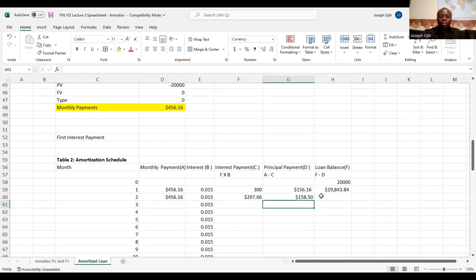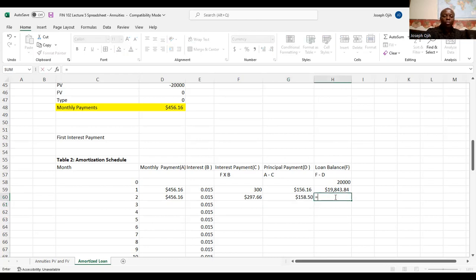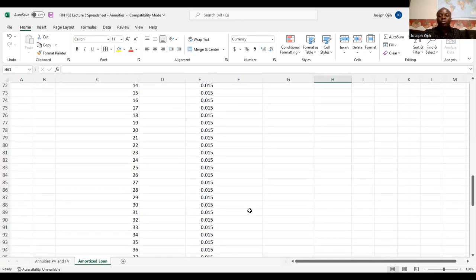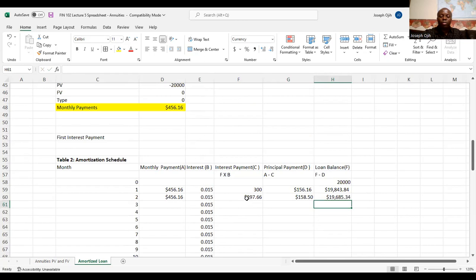Very small amounts. So next will be the loan balance equals $19,843.84 minus the amount that went to the principal. Press the enter key. That gives you $19,685.34. So now you have done the two calculations. You don't have to start doing everything until you get to 72 months.